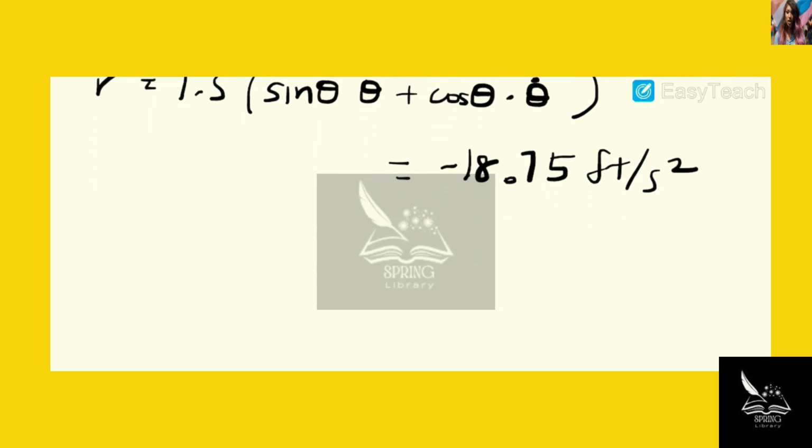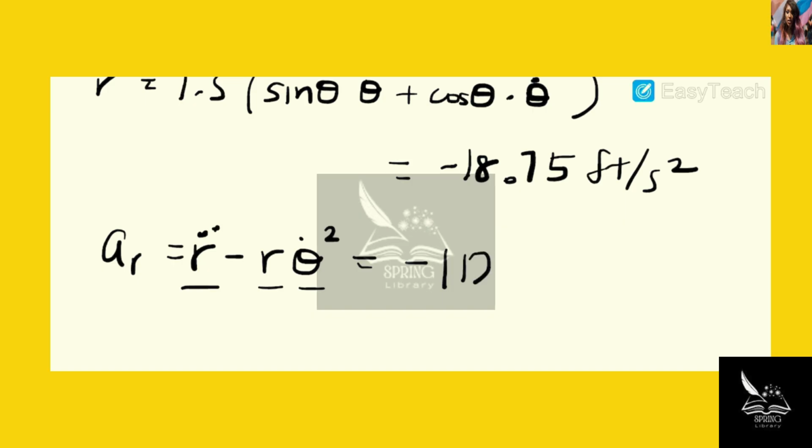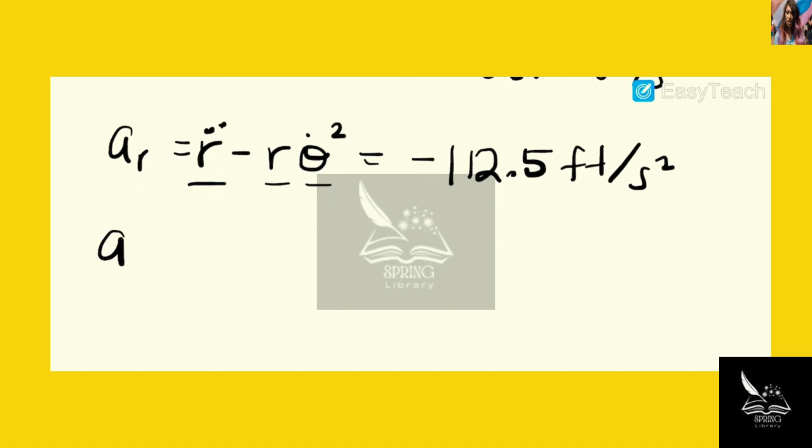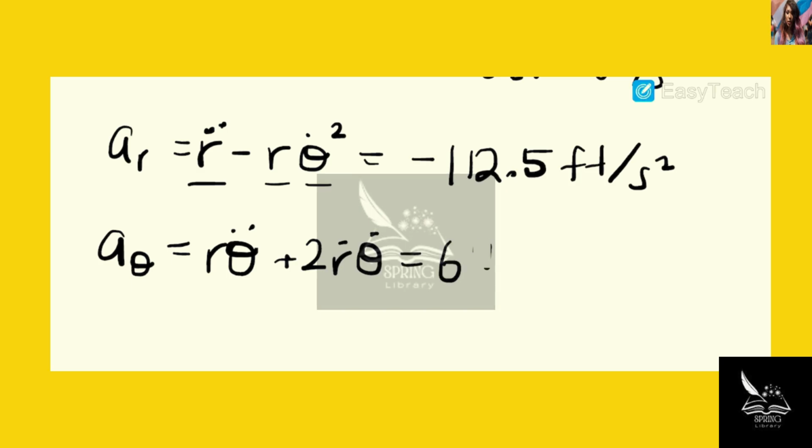Next, we can go ahead and solve for acceleration in the radial direction. That's a_r, which is equal to r double dot minus r theta dot squared. We know all of these quantities, and we get an acceleration in the radial direction equal to negative 112.5 feet per second squared. We can also solve for acceleration in the theta direction, because this is equal to r theta double dot plus 2 r dot theta dot. And we see that this is equal to 64.952 feet per second squared.